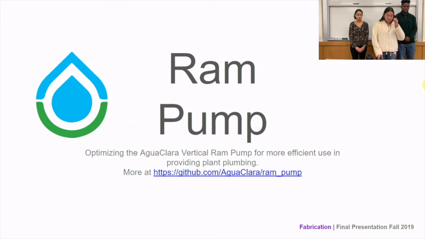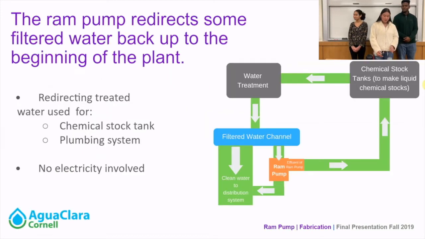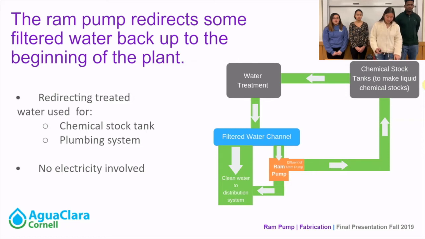So, the purpose of the ram pump is to mechanically redirect a portion of the treated water from the bottom to the top of the plant. The treated water pumped by the ram pump is used for internal plumbing and chemical stock tanks within the Agua Clara plant. The chemical stock tanks contain coagulants ready to be mixed with the treated water.